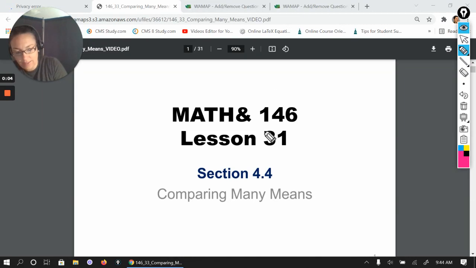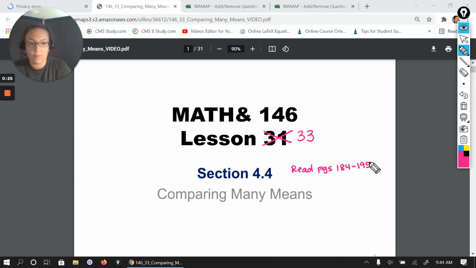Yes, this is a mistake, so I want you to cross out the number 31 and put 33. So this is lesson 33. We will be going over section 4.4 from the textbook, which is all about comparing many means. So you are encouraged to read pages 184 to 195 in the textbook.